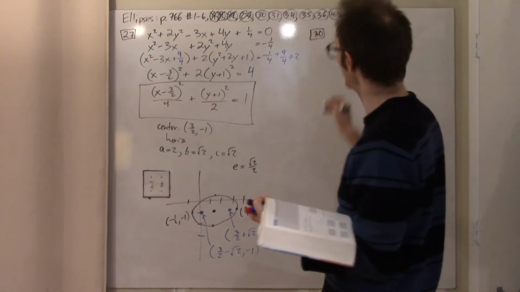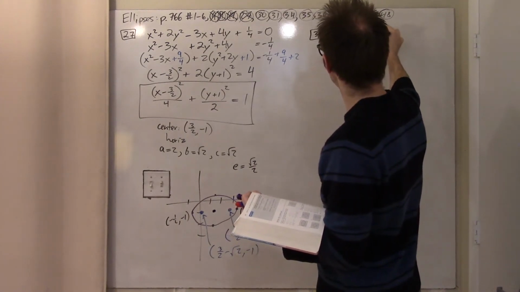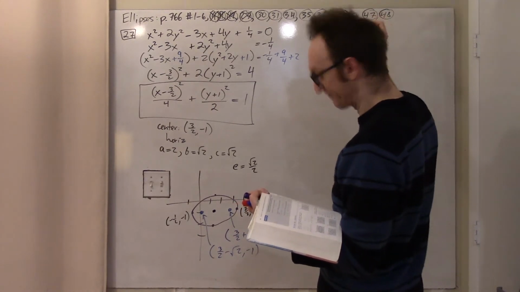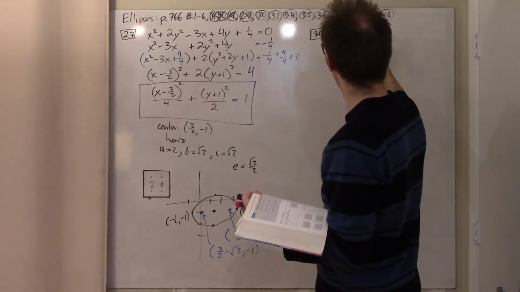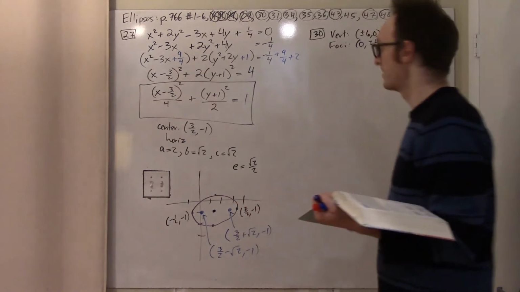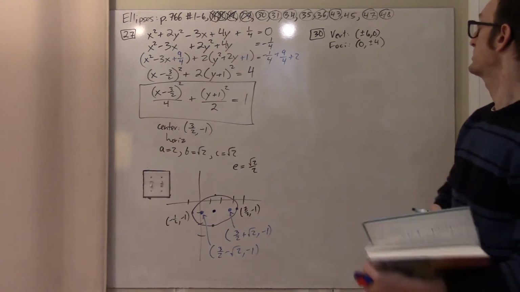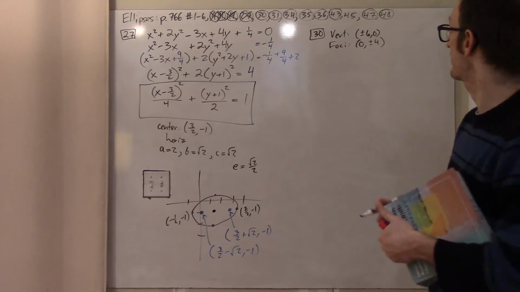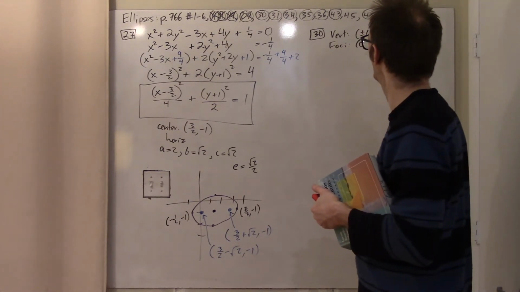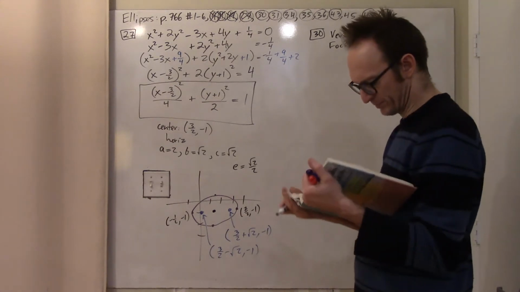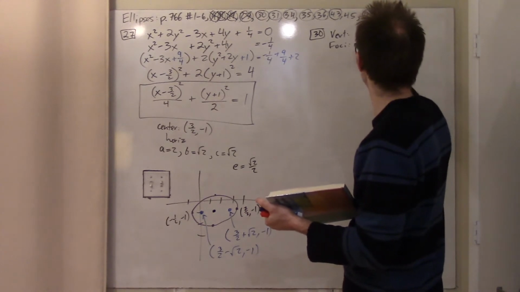What are we told? We're told that the vertices are at plus or minus 6, 0. I'm just copying directly from the problem. And the foci are at 0, plus or minus 4. This is number 30. The way you do this is you just make a picture. I'm sort of perplexed by this slightly. That's because I copied this problem down wrong.